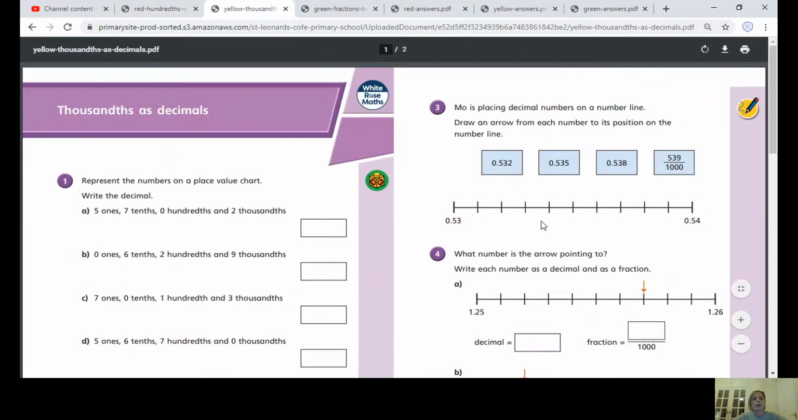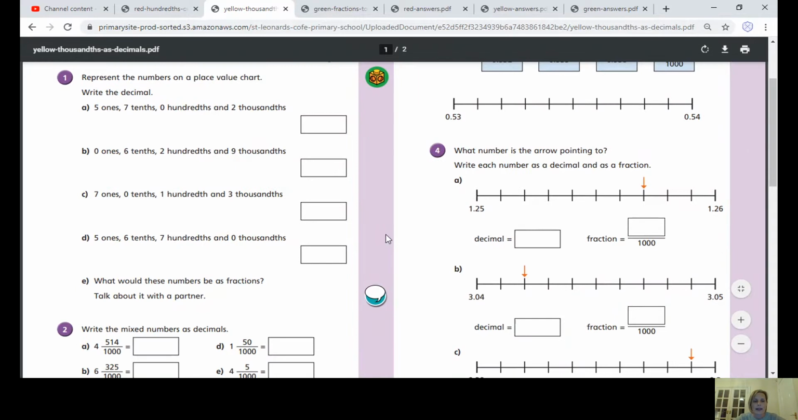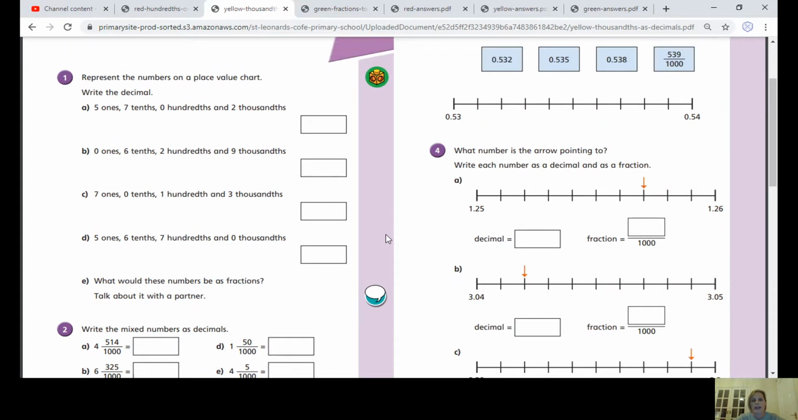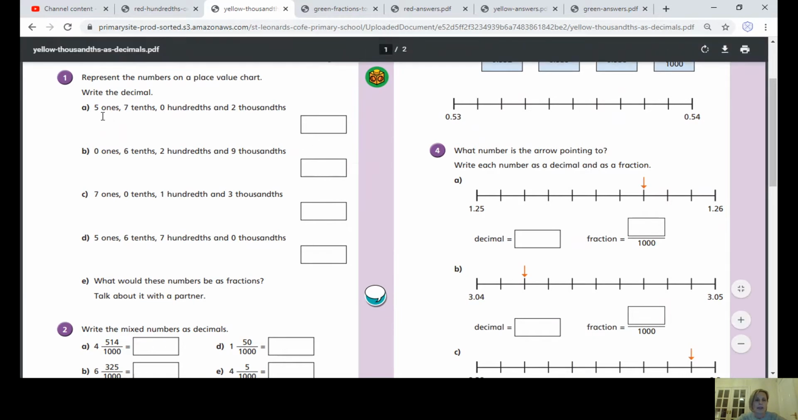Yellow, you're working out thousandths as decimals. So this part of this worksheet actually looks much harder than it is. You just need to write down what you see. Okay, so here for question 1, you've got to write down the decimal. They've written it in words. You're writing it as a decimal using a decimal point. 5 ones, 7 tenths, 0 hundredths, and 2 thousandths. Think about where the decimal point needs to go.